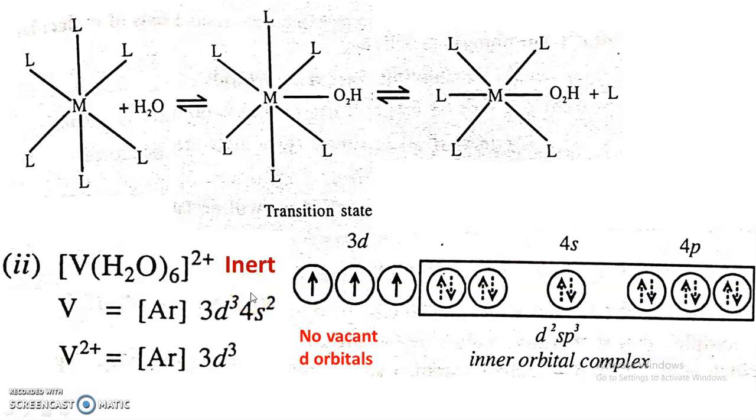Now this is about Taube's concept towards lability and inertness of the complex. According to valence bond theory, if the same metal ion forms both outer as well as inner orbital complex, then for that particular metal ion, outer orbital complex will be labile and inner orbital complex will be inert.